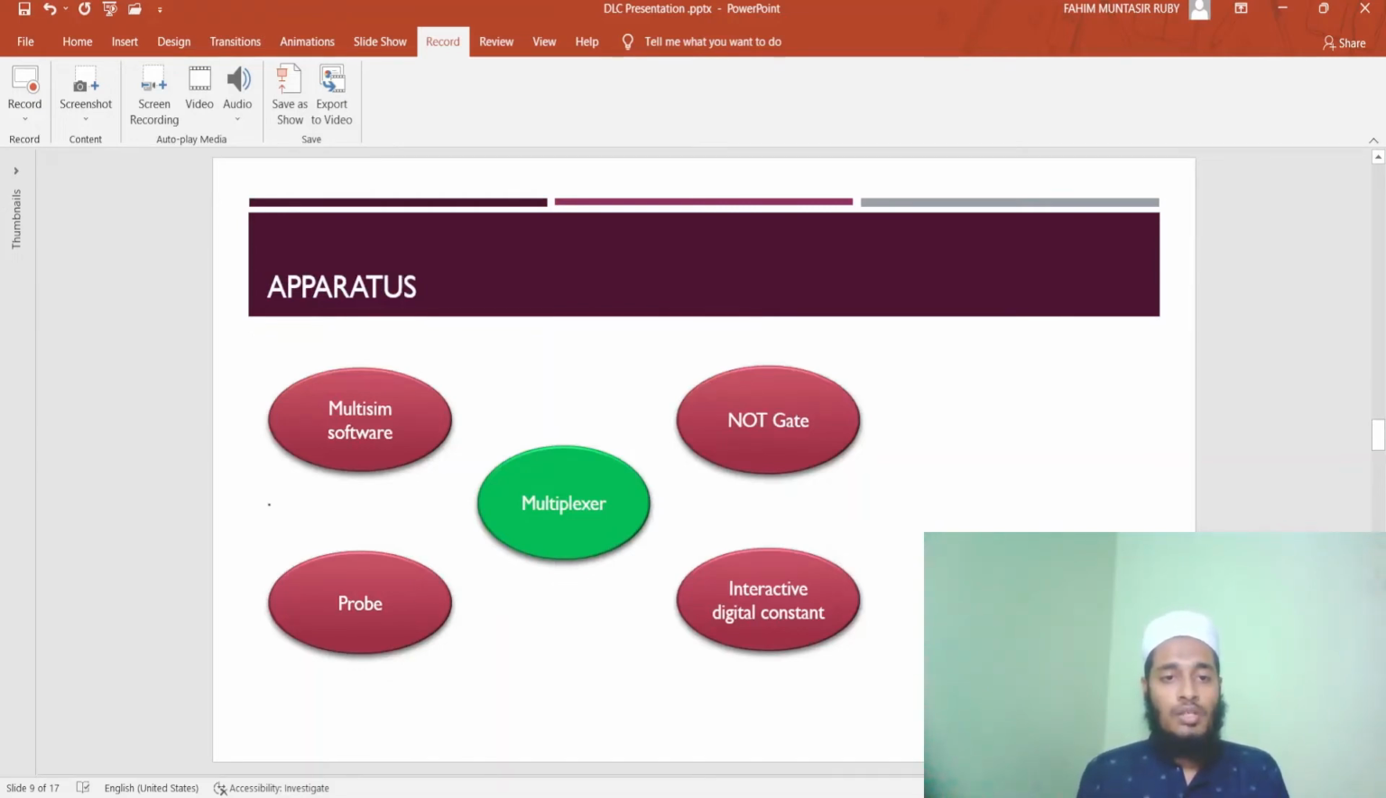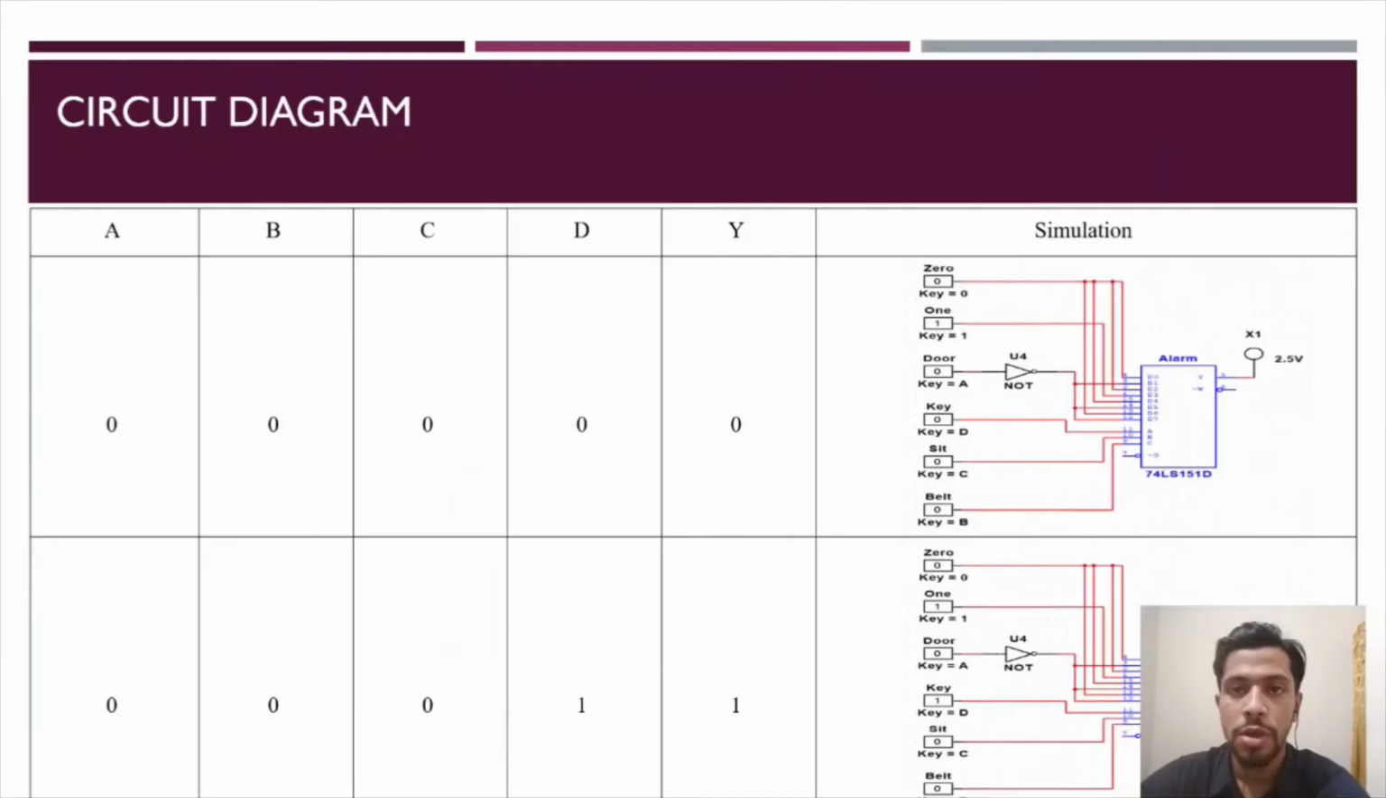We used Multisim software, probe, multiplexer, NOT gate, and interactive digital constant. Now our next groupmate, MD Anas Khan, will discuss the simulation part. Thank you, sir. Assalamu alaikum. Hello everyone, this is Anas. Our topic is the safety alarm system and I am going to discuss the circuit diagram and its simulation part.